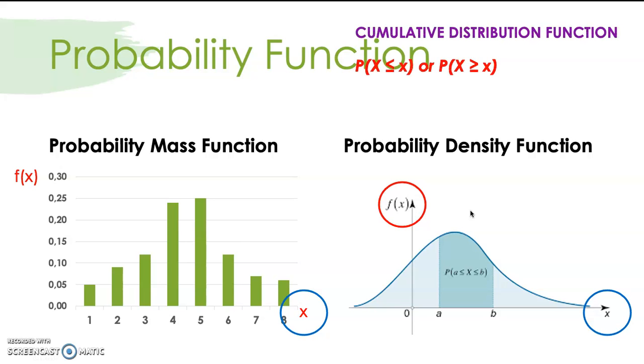And lastly, a cumulative distribution function can be applied to both discrete and continuous random variables, because what we want to know is the probability over a range of random variables. So here we want to find the probability of x if x is smaller than a specific value, or if it's greater than a specific value, or it can be between a range, between random variable 1 and random variable 2.